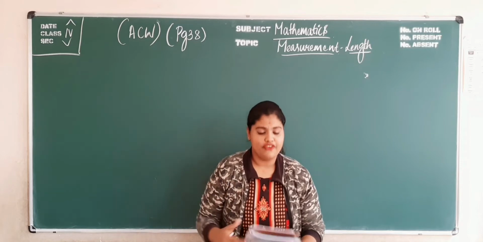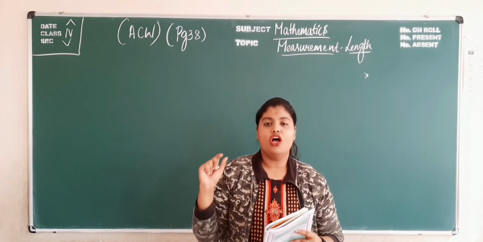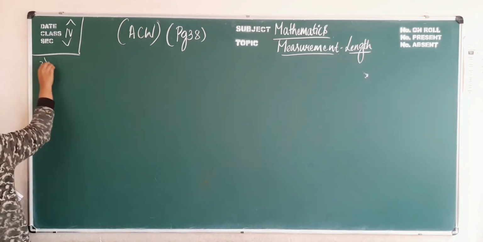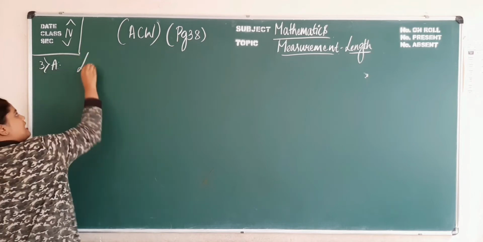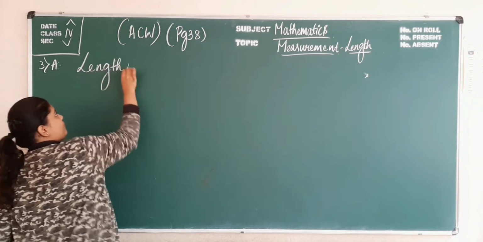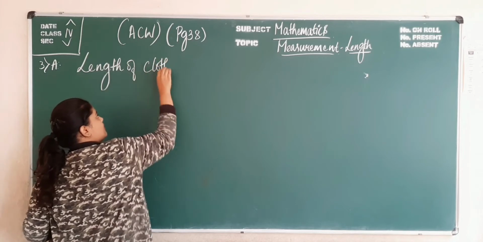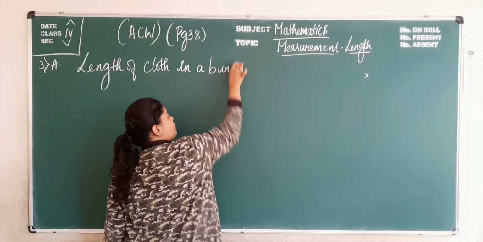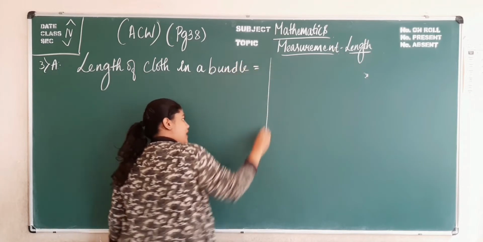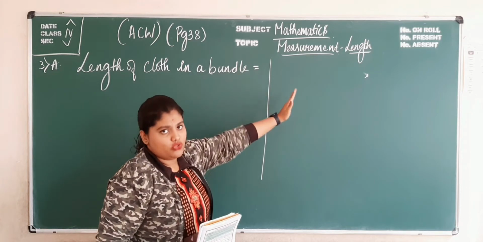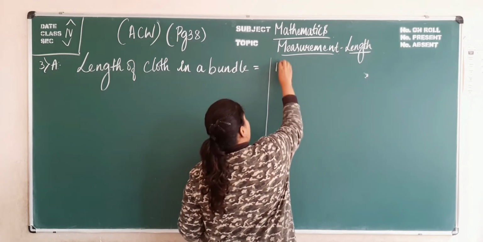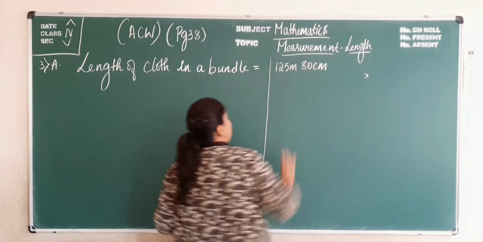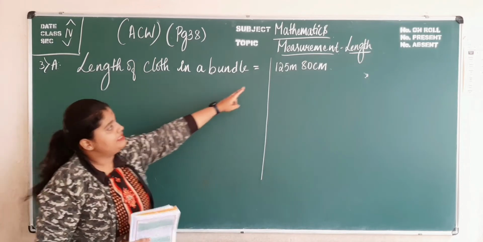Yes, length of cloth in a bundle, very good. So the first statement: length of cloth in a bundle is equal to, write down the values out of the margin. Fine. So it is 125 meter 80 centimeter. So the length of the cloth in a bundle is so much.